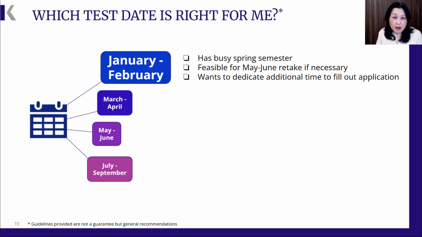Other things to keep in mind in terms of the month that you want to be taking your MCAT. So a January, February test date would be suitable if you have a relatively busy spring semester. So you want to get that MCAT out of the way because you've got a really busy course load or a lot of work projects coming up. And so taking it early on in the year would be great for you.